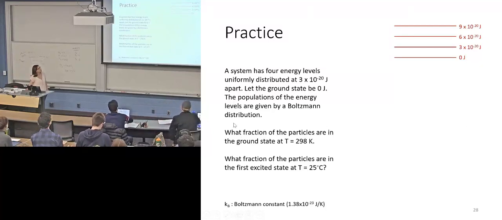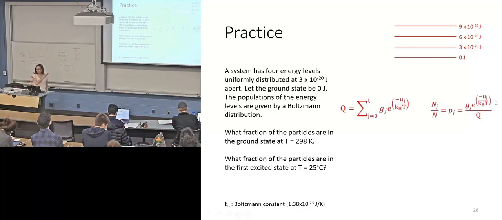Okay? The populations of the energy levels are given by Boltzmann. This is the clue to go ahead and use the probability and partition function equations for Boltzmann that you've learned. Even if these things weren't evenly spaced, you can still apply those equations, right? It's not going to be a perfect exponential decay up through all of the levels, but you would still use those equations. They're still valid.